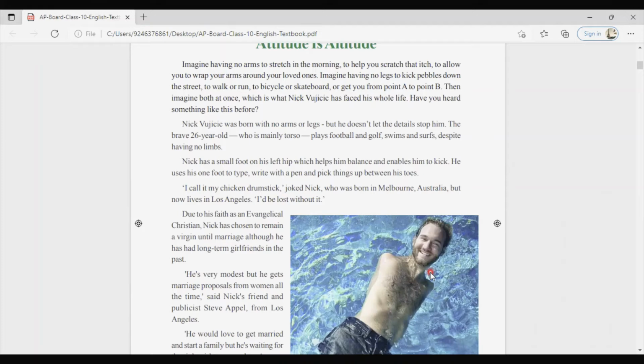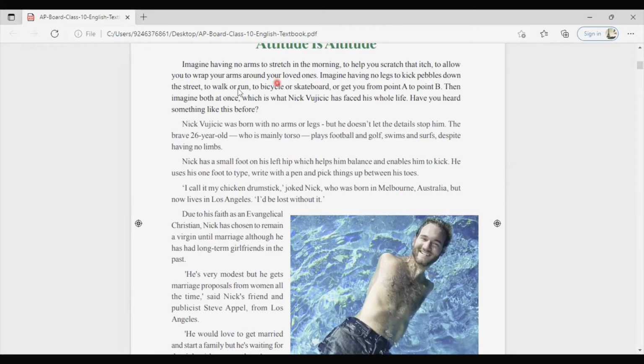So I can tell you the summary: it is a short biographical sketch, because the sketch which people write about themselves is a biographical sketch. So this is a short biographical sketch of the life and the inspirational story of Nick Vujicic. Who is that person?